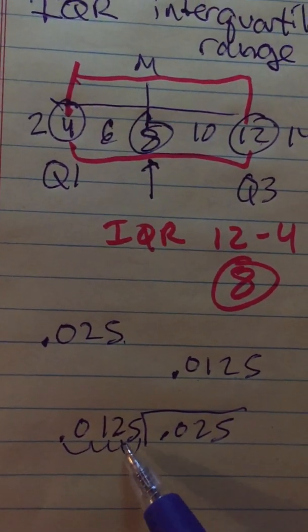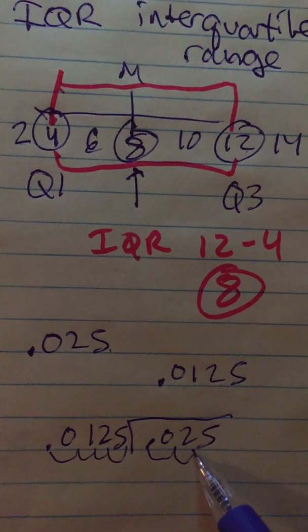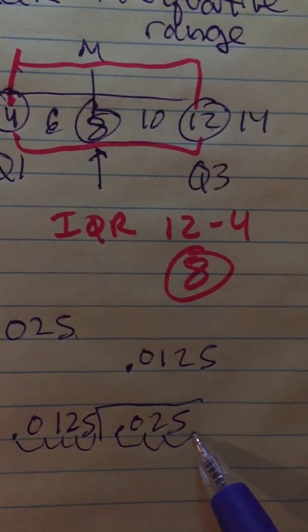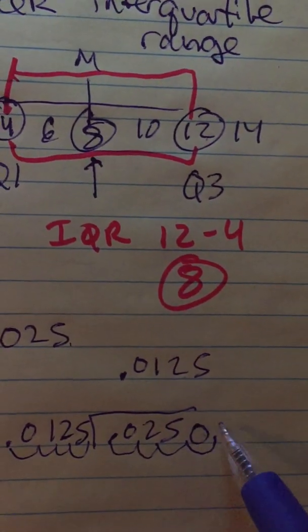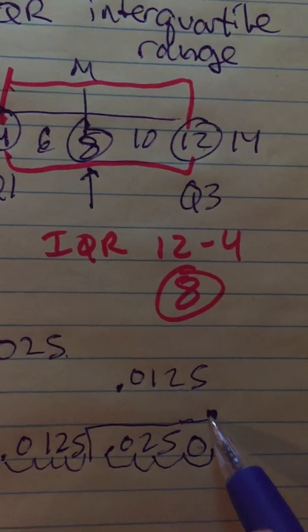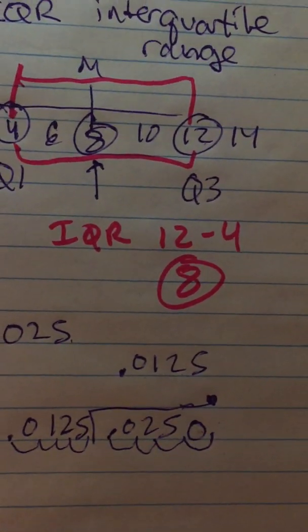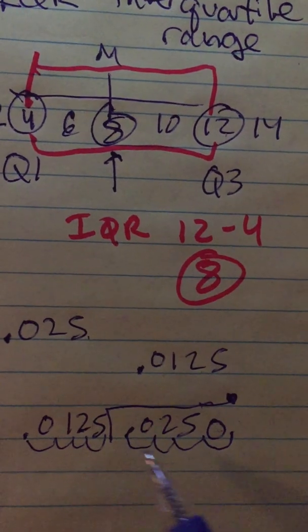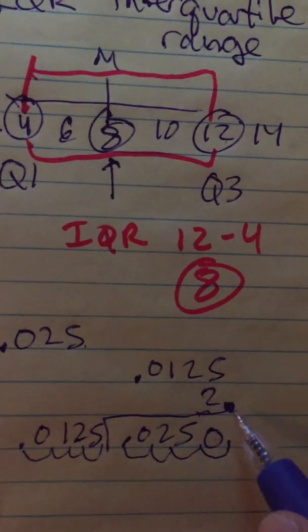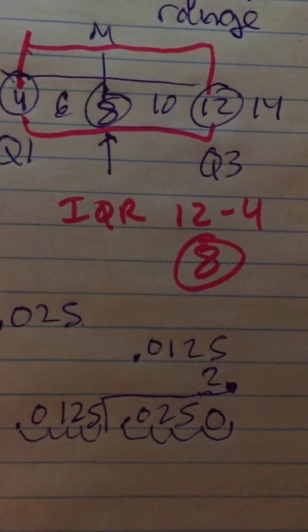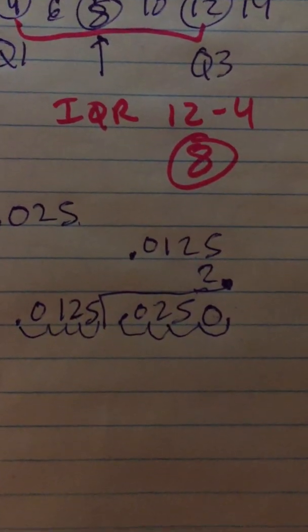So 1, 2, 3, 4. 1, 2, 3. Oh, do I stop because there's no more numbers? Nope, you have to do the exact same thing. Okay, and then move a decimal to the top. Move back, copycat, decimal to the top. Now the cool thing is 125 goes into 250 2 times. So you can work that out. But I just wanted to show you that little technique for decimals.